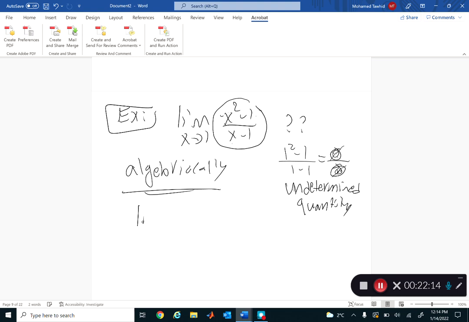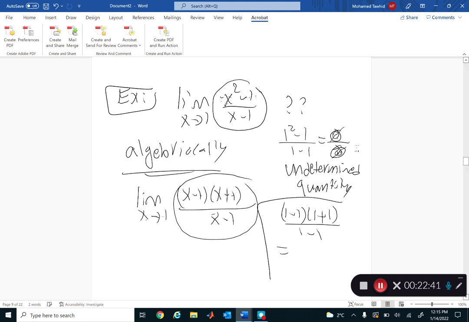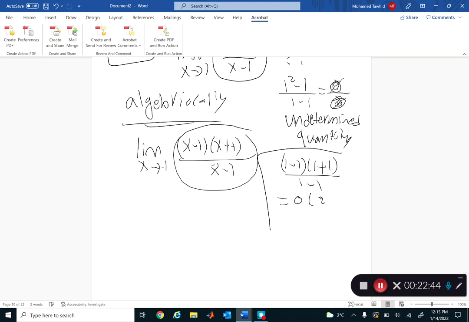Let me show you. Limit as x goes to 1. I can factor this one as x minus 1 multiplied by x plus 1, the whole thing divided by x minus 1. Now if I replace x by 1, I get 1 minus 1, and here 1 plus 1, and here 1 minus 1. So what I have is 0 multiplied by 2 divided by 0. This term gives 0, this term gives 0, and here you have 2. So what is causing the problem?